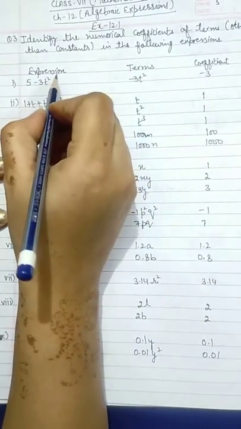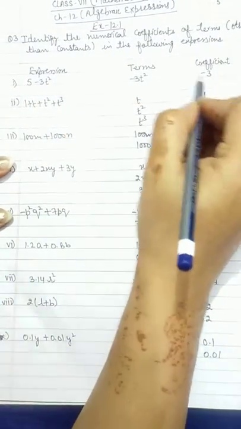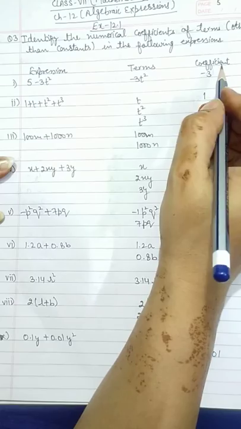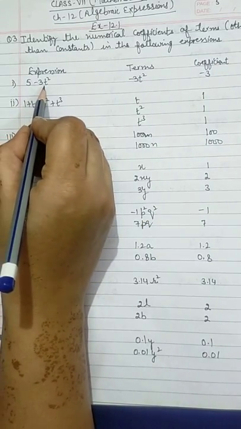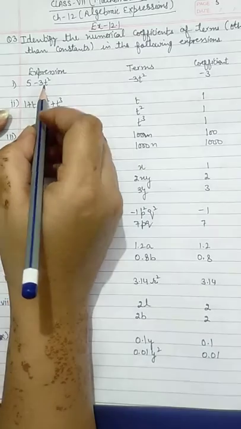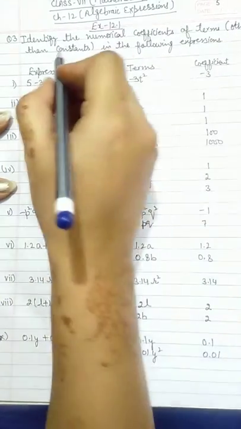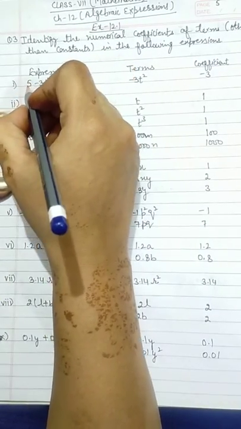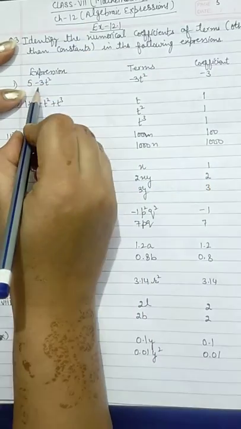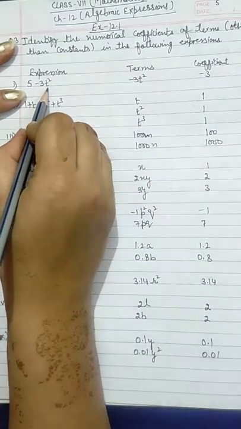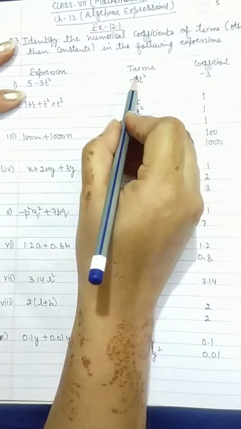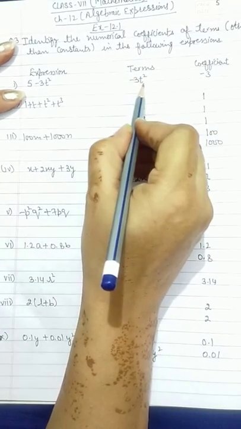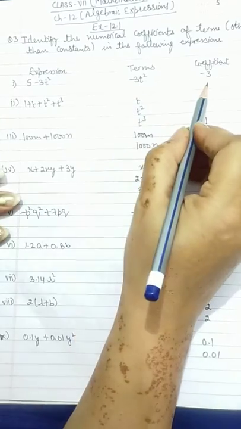First of all, we give a heading: expressions, then terms, then coefficients. Fine. In the first part, I am having 5 minus 3t square. As per the question's demand, we will not consider the constant, so leave it here only. I will take the term here, that is minus 3t square, and its coefficient is minus 3, which is with the variable.